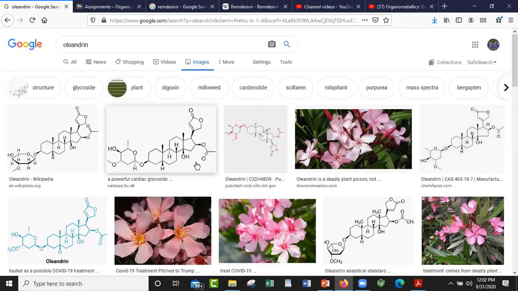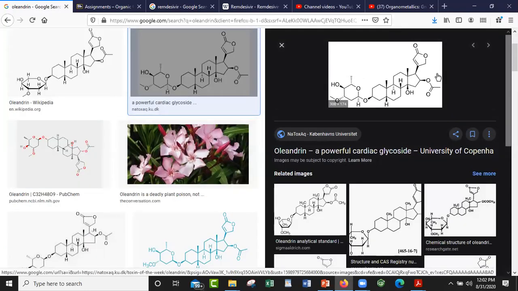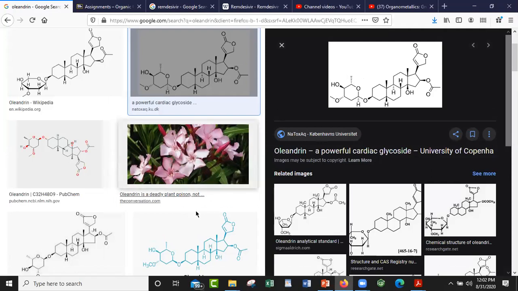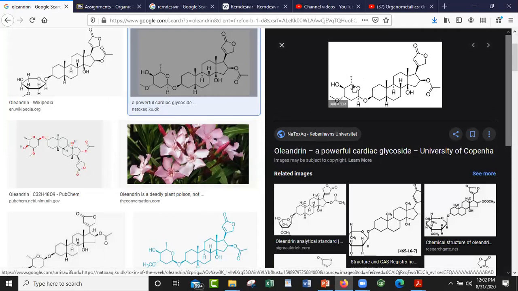So Oleandrin is a compound here. It also has some anti-cancer properties too, but it's really poisonous. Can y'all see the plant over here? It comes in different colors, pink oleander, white oleander, but the oleandrin itself is highly toxic. So if you do want to extract it from the plant, you've got to be really judicious about what you're doing, number one.